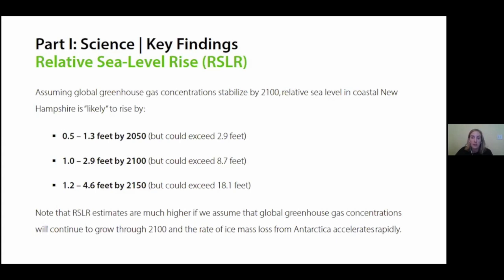Also, if you prefer to make the assumption that global greenhouse gas concentrations don't stabilize by 2100, that they keep increasing, then the relative sea level rise projections are higher. One scenario depicting a future with higher global greenhouse gas concentrations is referred to as RCP 8.5, and more information is available on that particular scenario in both part 1 and part 2 of the report.